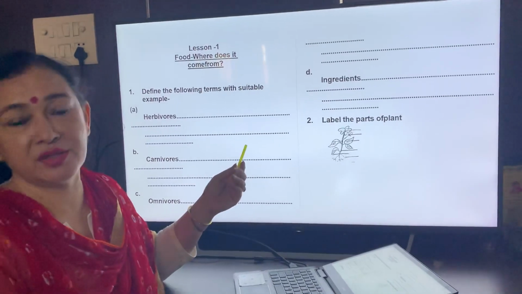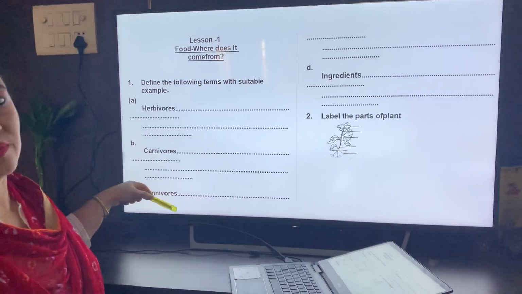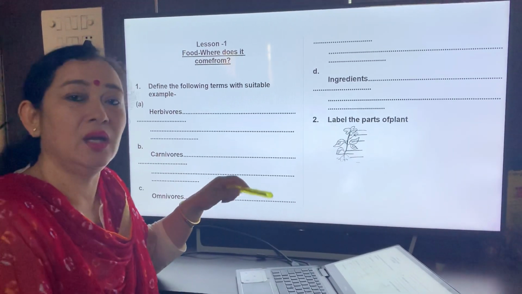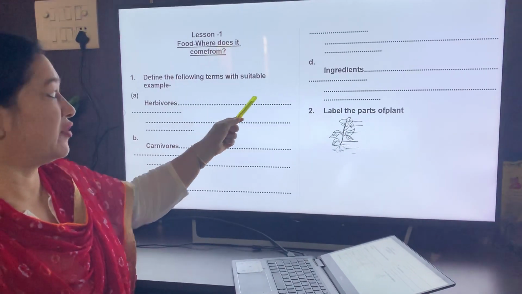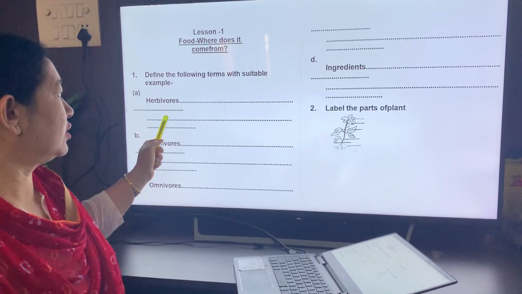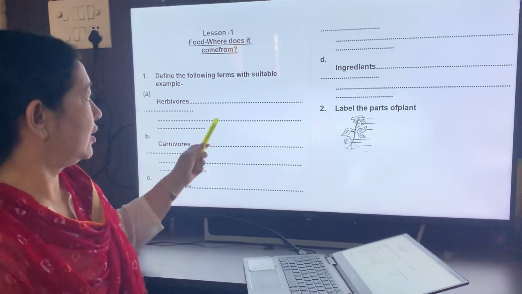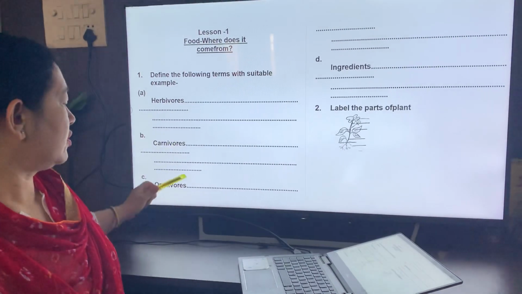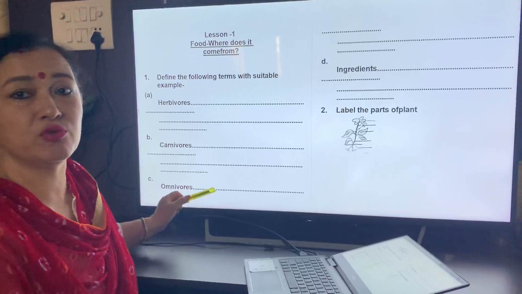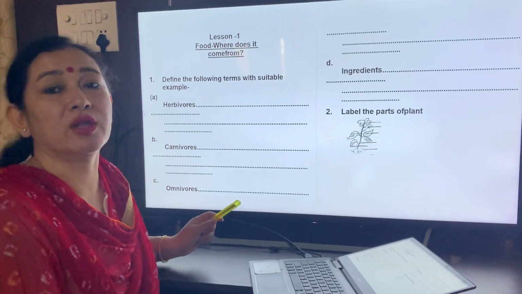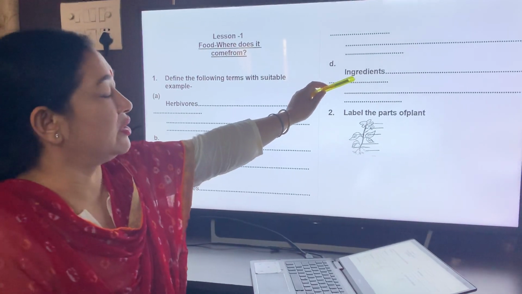This is the assignment, children, and you are now familiar with these terms. We have done all these terms in the previous videos. Herbivores, you have to write the definition and you are going to write down the examples. I want you to write more than 2 examples here. For herbivores, carnivores, omnivores. These are the 3 categories of animals into which they have been divided on the basis of their food habits. This is ingredients.